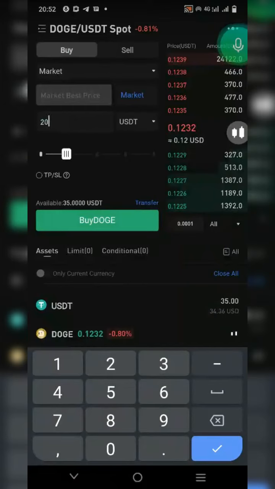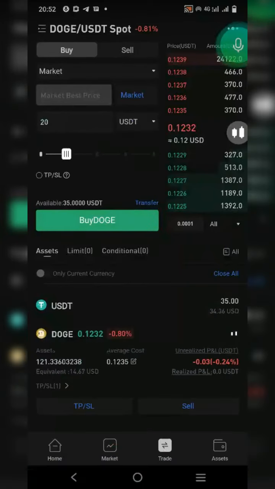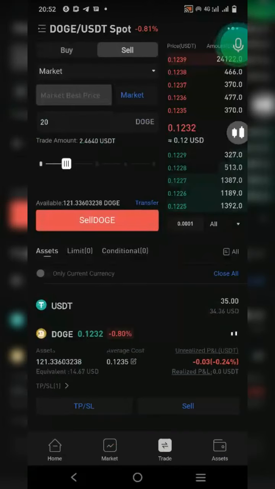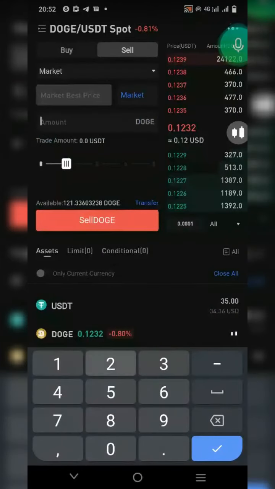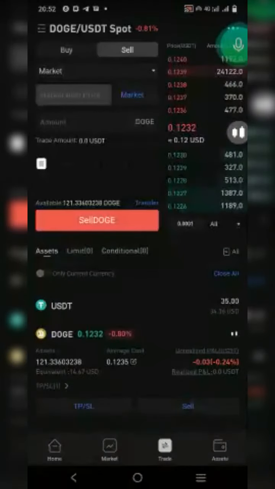If you observe this, I changed from buy to sell. When I'm on buy, it shows me the amount of USDT that I have to use to buy Doge. When I'm on sell, it shows me the available amount of Doge that I have to sell. And I can put that here. I have 20 Doge to sell. Or I can decide to sell all my Doge by calibrating 100% and all that. But I just want to sell 20, for example.